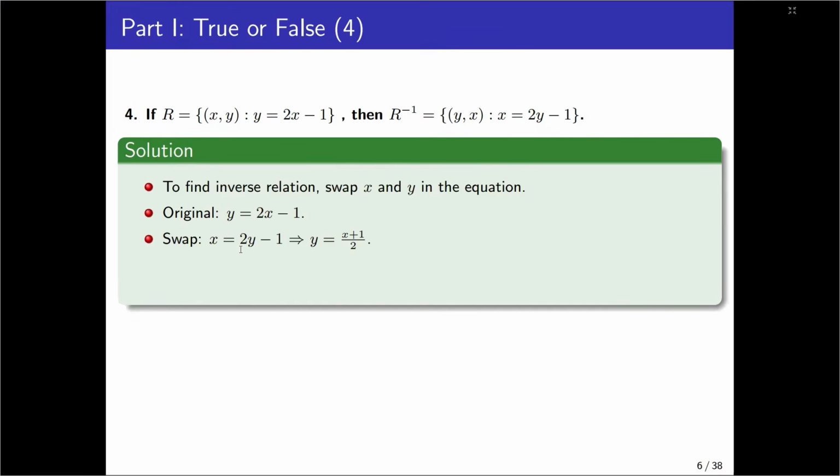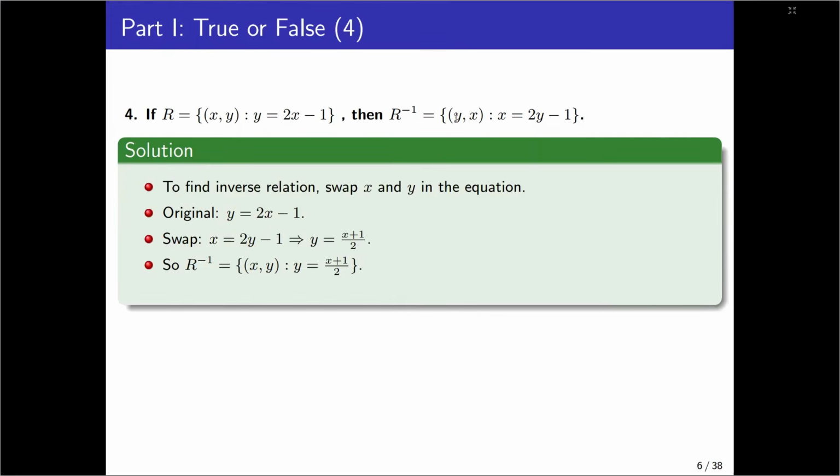When we solve for this, take the constant to the left side and divide both sides by 2, then we obtain y equals (x plus 1) over 2. Then the inverse of the given relation, without changing the ordered pair, that is (x, y), y equals (x plus 1) over 2, could be exactly the inverse of this relation. But what we are given here as the inverse is (y, x), x equals 2y minus 1.